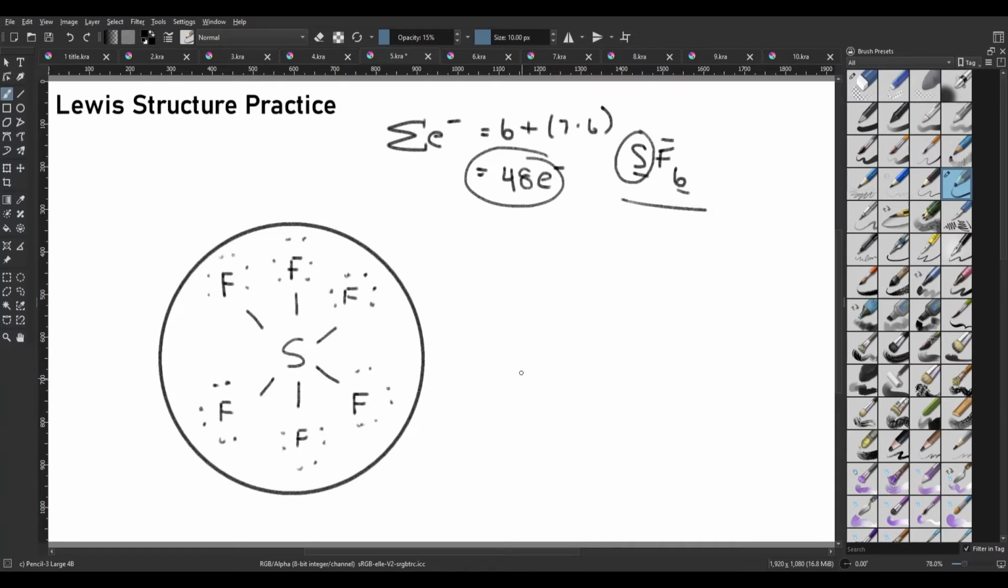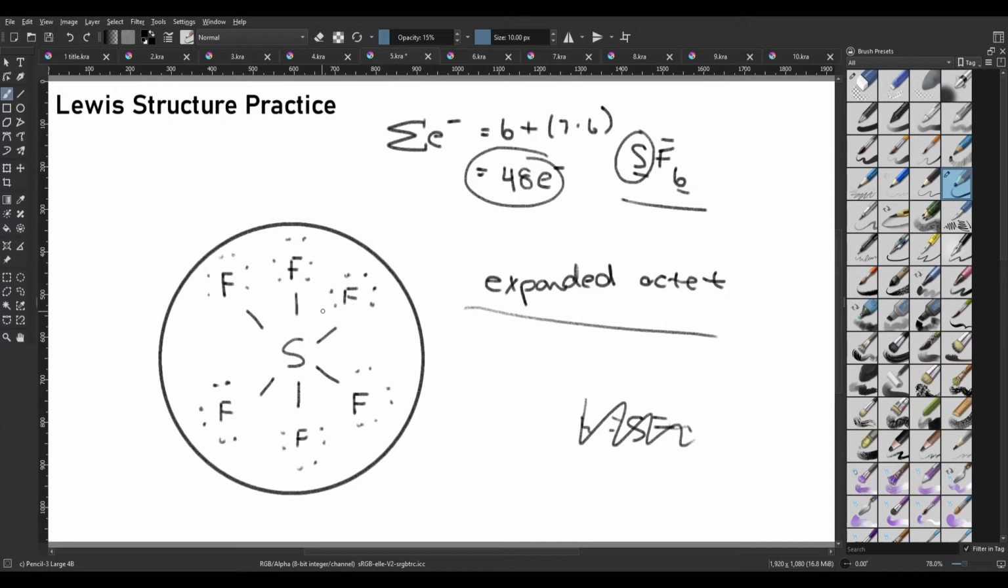Now, remember on the last slide when I talked about expanded octets? This is an example of an expanded octet Lewis structure, because normally sulfur only wants to have 2 bonds, something like this, where it is bonded to 2 atoms, whatever those may be. That's not what happened here. Sulfur bonded with fluorine 6 times, to 6 fluorines. It expanded its outermost shell to bond with 6 fluorine atoms, and it works because it's still stable. And so this is an expanded octet example.